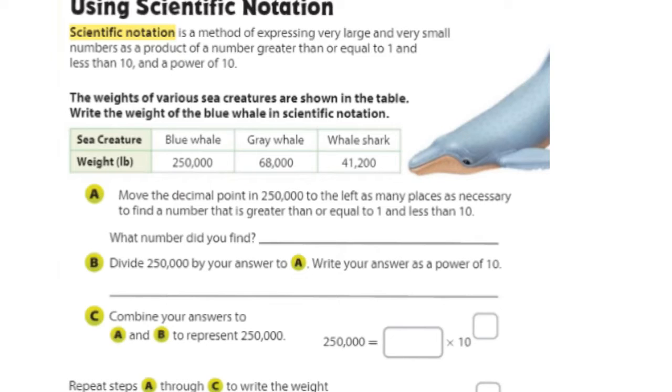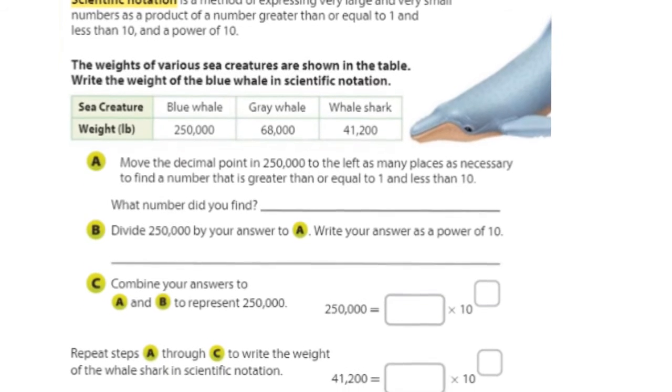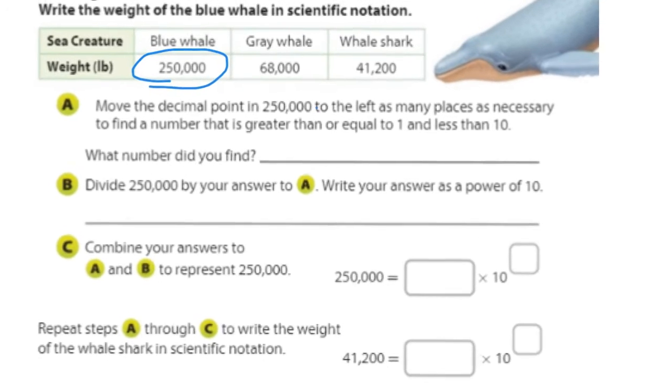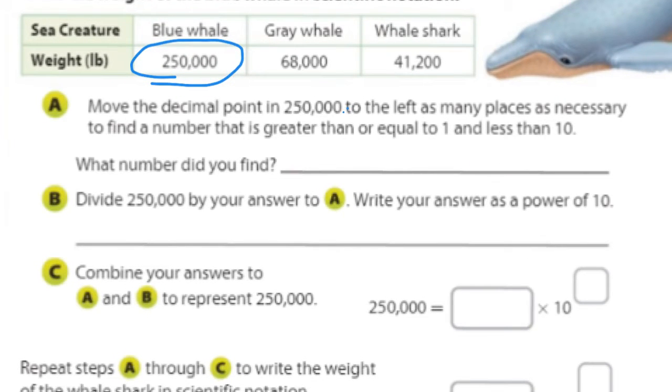Okay, the weights of various sea creatures are shown in the table. Write the weight of the blue whale in scientific notation. So here's our blue whale. It says move the decimal point in 250,000. Now, of course, it's right here at the end. Maybe I should make this bigger. It's right here at the end.